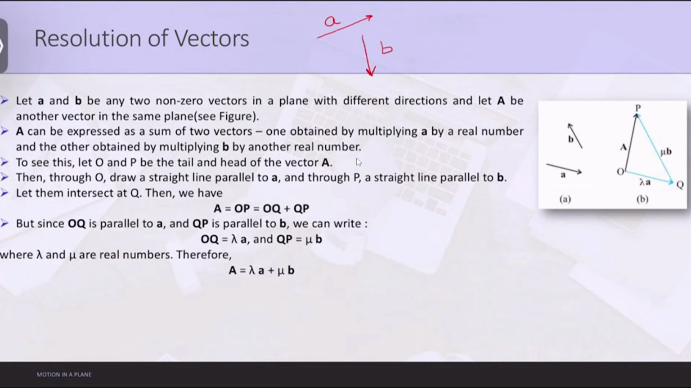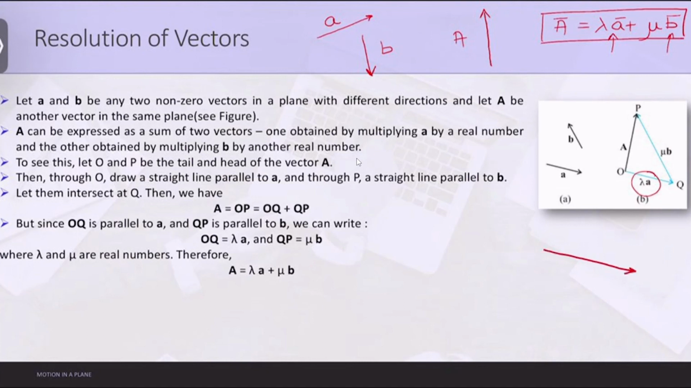Now what they're saying is that if I have some vector A, this vector A can be said as equal to the summation of two vectors a and b with some multiplication factors added to it. Basically this vector A can be found if I just multiply small a bar by some factor lambda, and this vector b bar by some factor mu. So basically we are just trying to increase the length such that when we add mu b to it, we will get this direction of A. Let us try to understand this again.